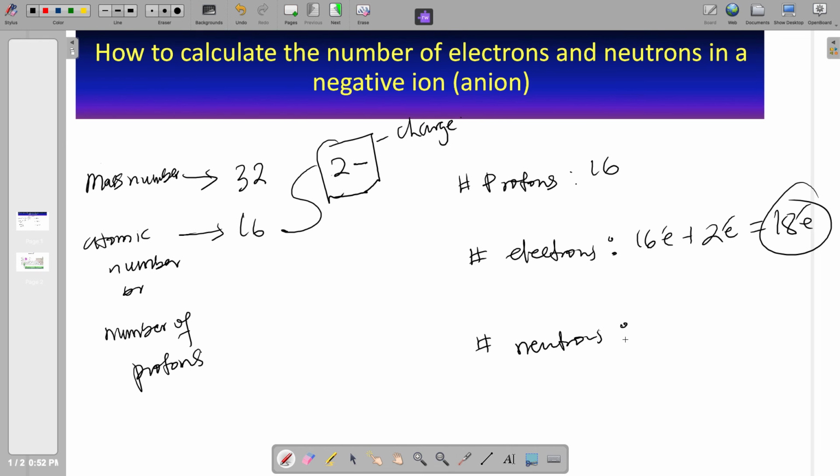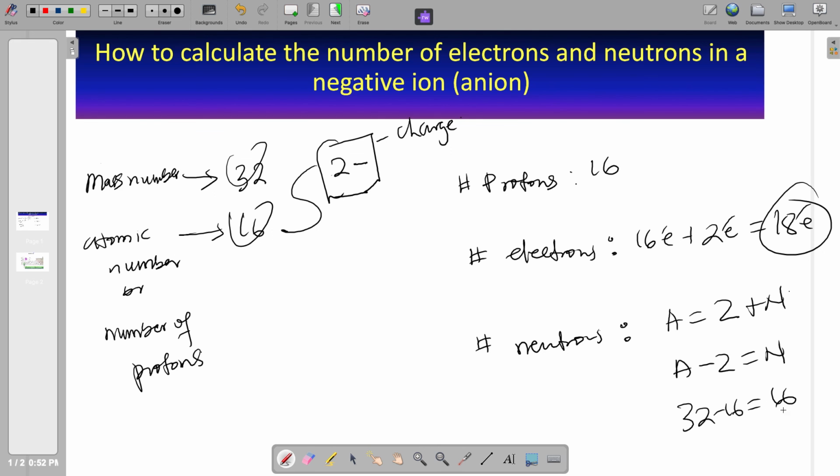Now, what is the number of neutrons? The number of neutrons is just the difference between your mass number and your atomic number. So remember, we said mass number was equal to atomic number plus number of neutrons. So to find the number of neutrons, we'll subtract the atomic number from mass number. So A minus Z, which is just the difference between these two numbers. So meaning 32 minus 16 is equal to what? 16. So 16 is the number of neutrons.